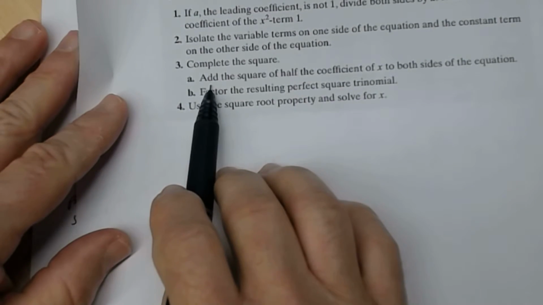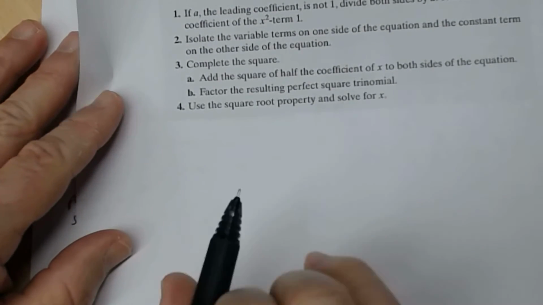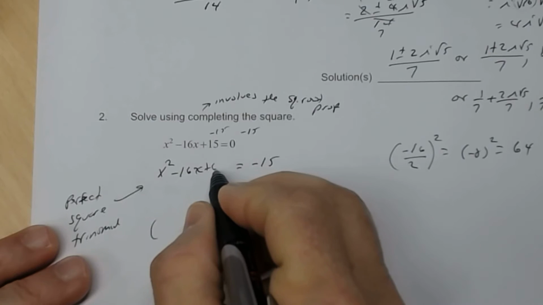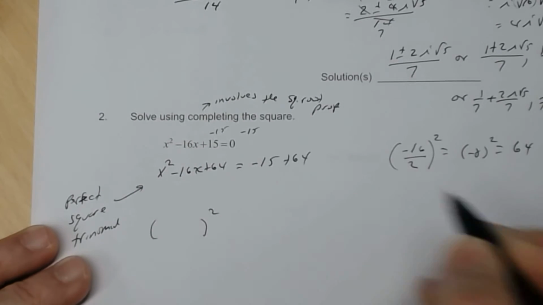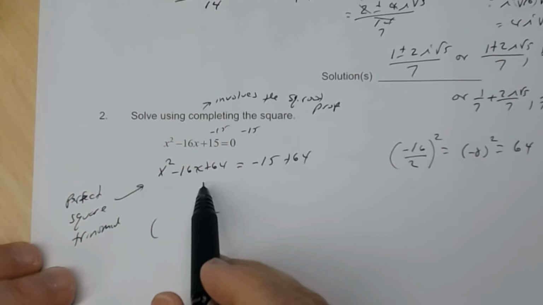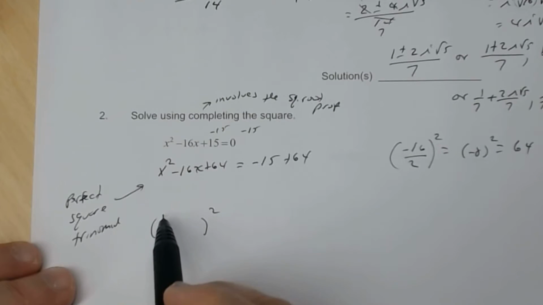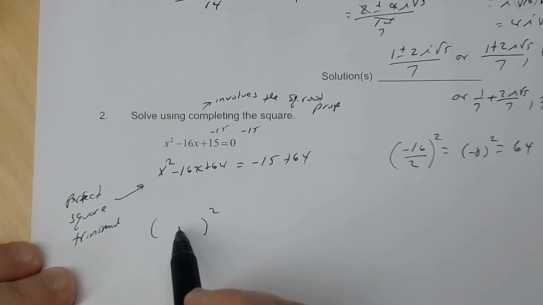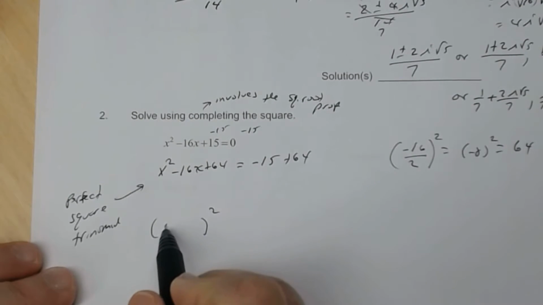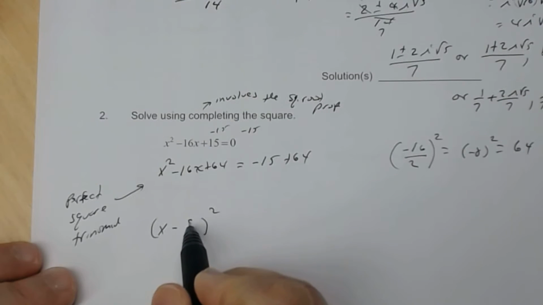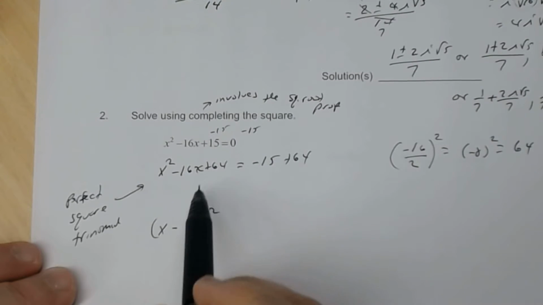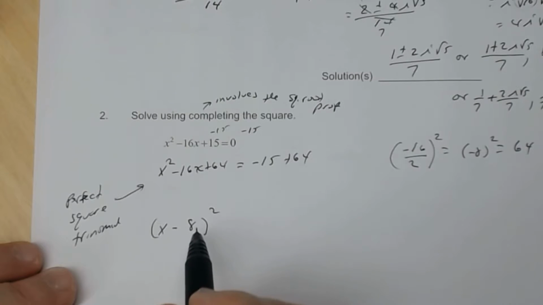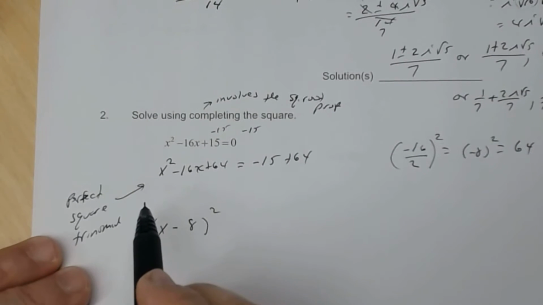All right, now this says I add what I just found to both sides. So I'm going to say plus 64, plus 64. Now this is a perfect square trinomial. In other words, I'll be able to factor it as two binomials that are the same binomial. So I'm going to get x minus 8. When you factor it, it's x minus 8 times x minus 8.